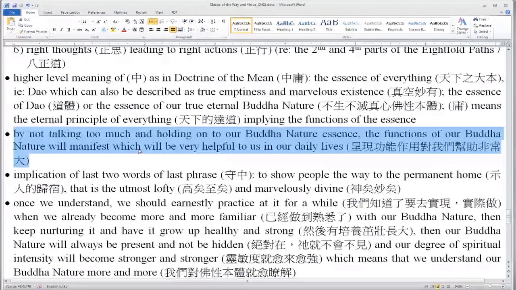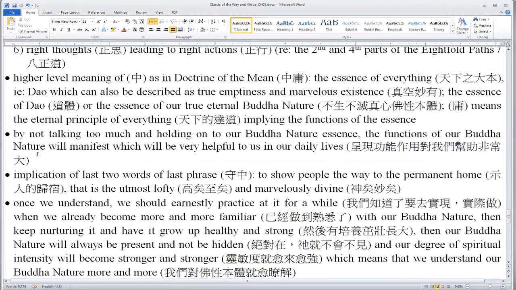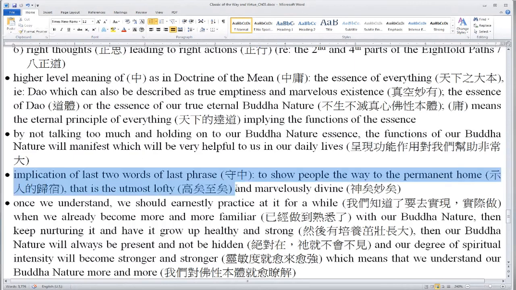By not talking too much or holding on to our Buddha nature essence, the functions of our Buddha nature will manifest, which will be very helpful in our Dhamma. So that's the practical implication of holding on to the center or to the void. 呈现功能作用对我们帮助非常高.